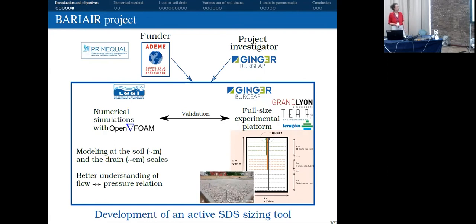So about the barrier project. The founder is Adam, a public organism in France who cares about ecological transition. The project investigator is BirdJap. BirdJap, with La Métropole du Grand Lyon, TerraGeos, and Terra Environment, work on the experimental platform.